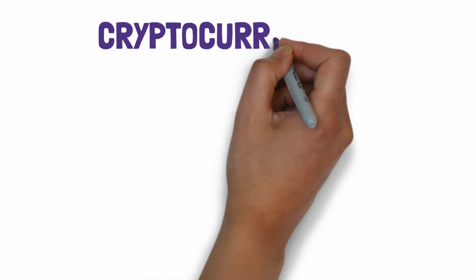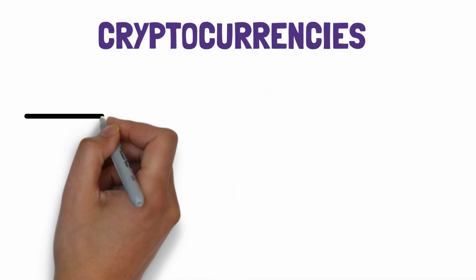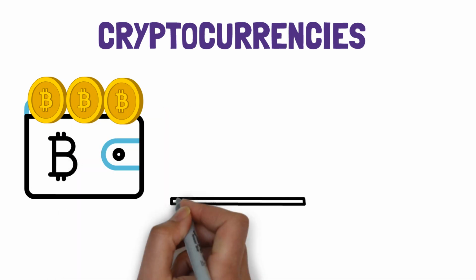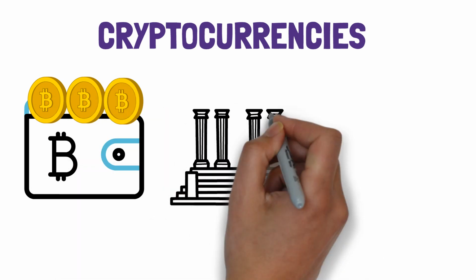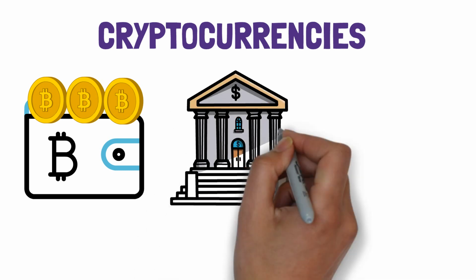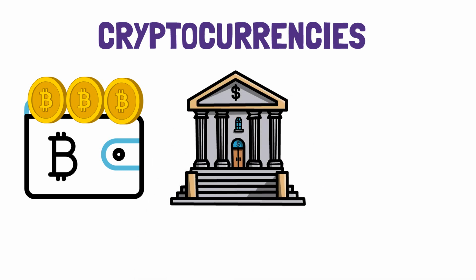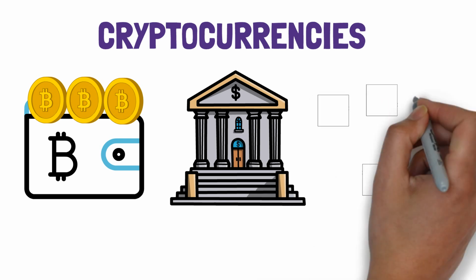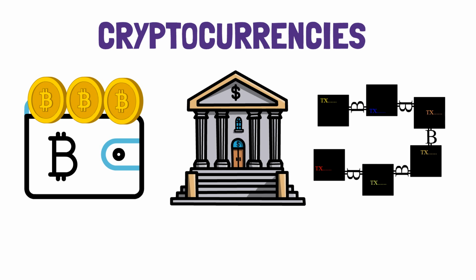Cryptocurrencies. Cryptocurrencies are digital or virtual currencies that use cryptography for secure transactions and control the creation of new units. Cryptocurrencies have gained significant attention for their potential to revolutionize various industries and financial systems. Most cryptocurrencies utilize blockchain technology, a distributed and transparent ledger that records all transactions in a secure and unalterable manner. This technology ensures transparency and prevents double spending.